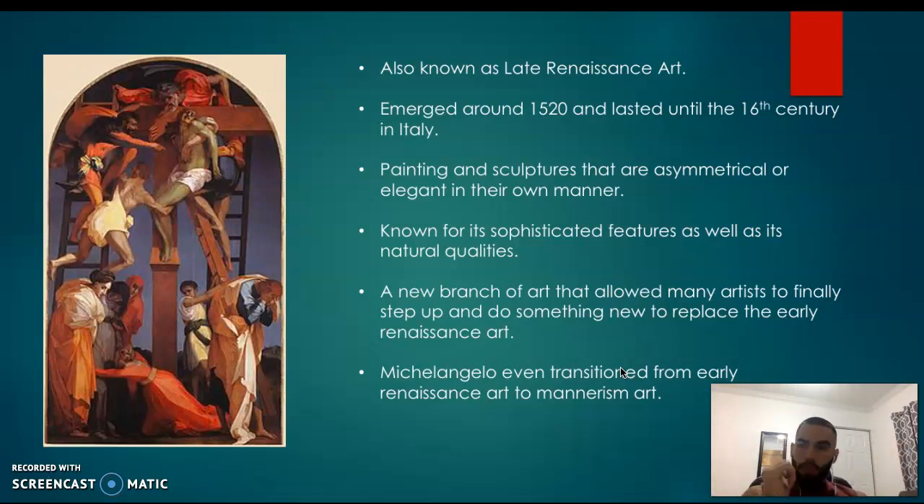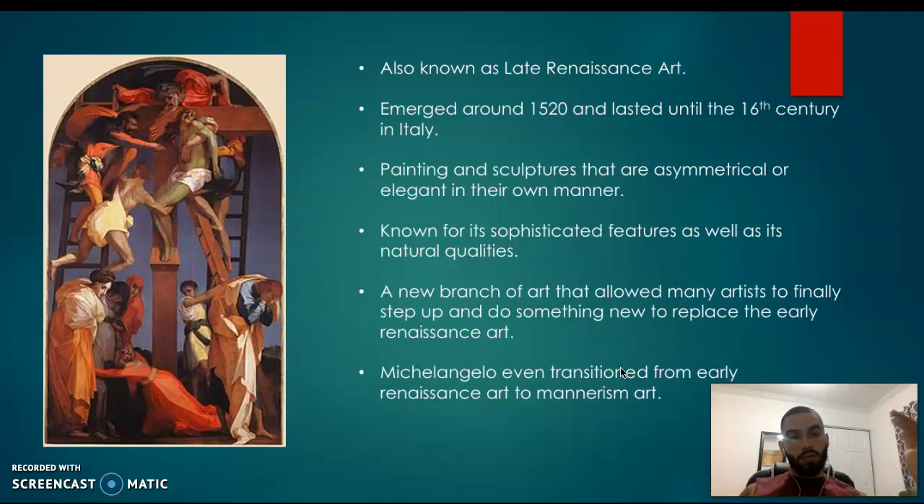So Mannerism is basically known as the late Renaissance art, and it emerged in the early 1500s in Italy. Just like I said before, their paintings are asymmetrical, and they would call it elegant in their own manner. The people that would do these types of paintings went against the early Renaissance art. They wanted to do their own thing. They wanted to go out of the normal.